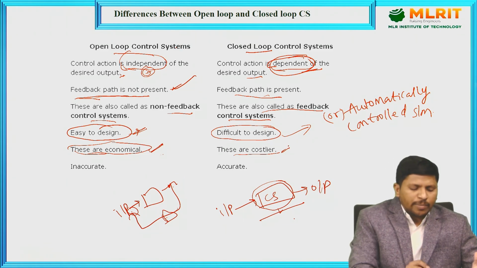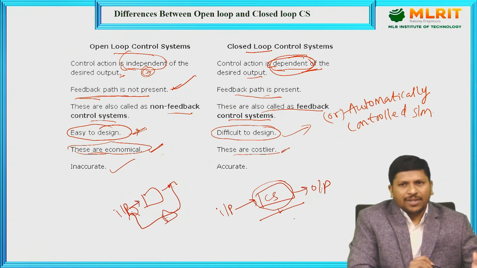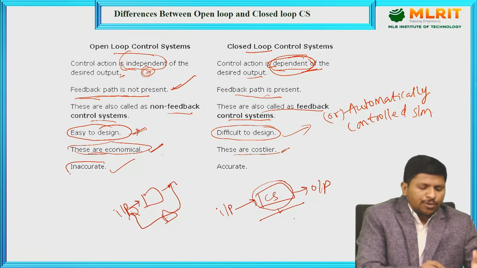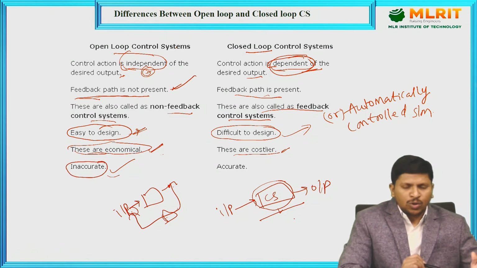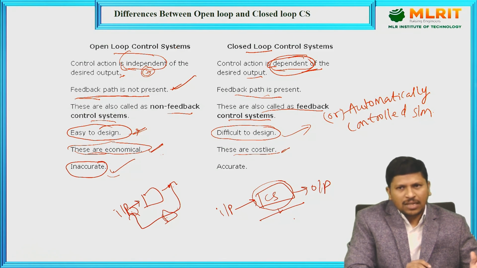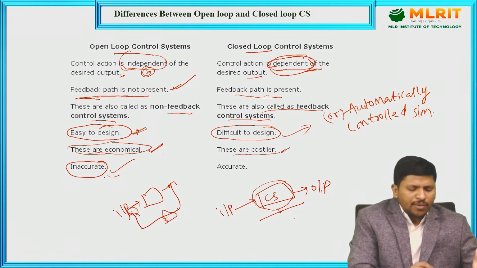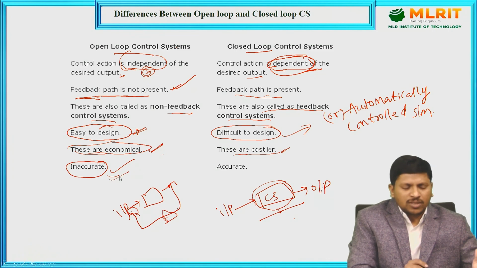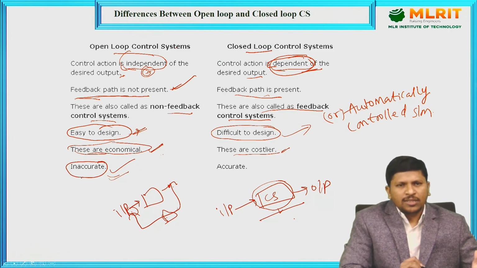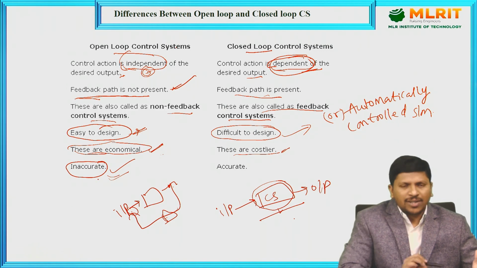The next point is accuracy. Open loop control systems produce inaccurate outputs, meaning some errors occur externally, without our intention, in the form of noise. So that's why open loop control systems produce inaccurate outputs.